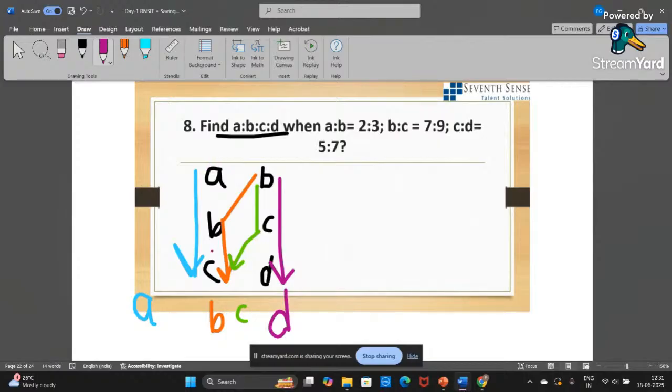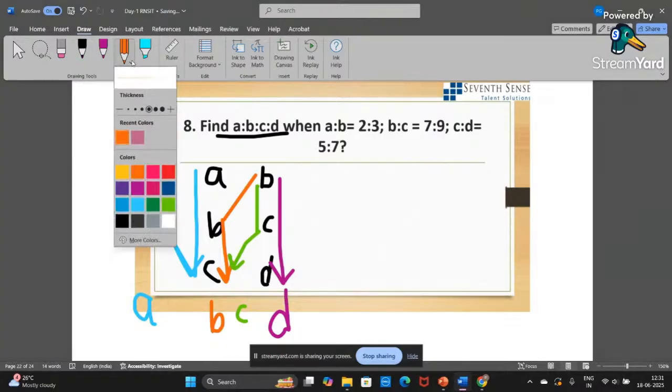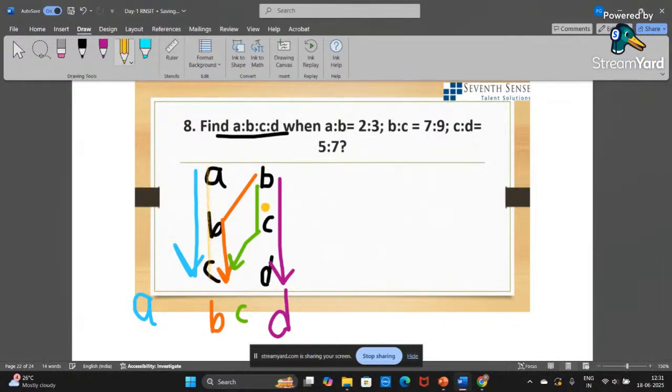To find A, A into B into C. To find B, B into B into C. To find C, B into C into C. To find D, B into C into D. Just remember the steps. Now, let us apply this to get the ratio in A is to B is to C is to D form.